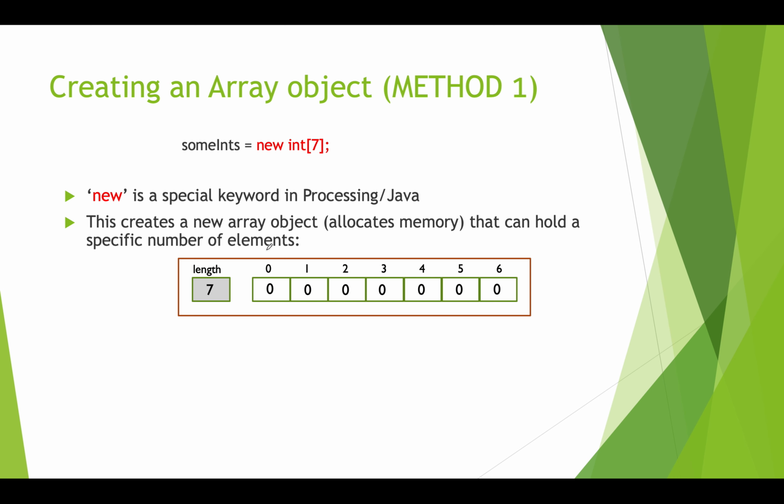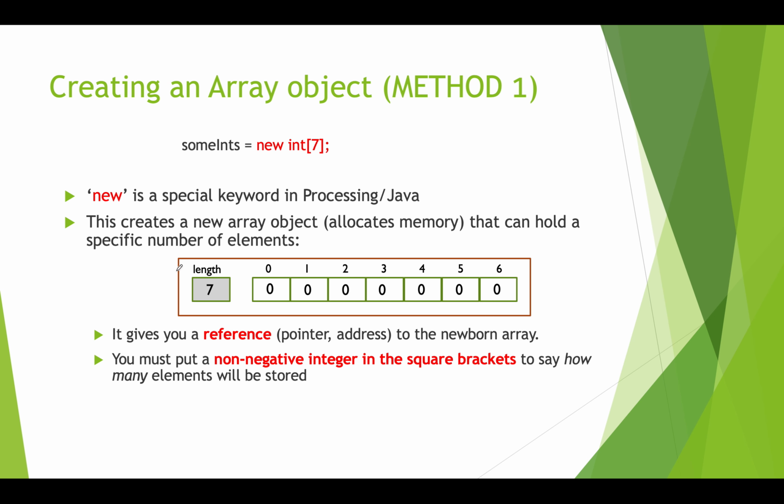Okay, so this looks like this. When we call new int 7, what we get is this. We get space on the heap created, we get a length stored with 7, we get 7 slots, and because this is ints, these get filled with a default value of 0. So creating this also gives us a reference pointer, which is the memory address for where this is located on the heap.